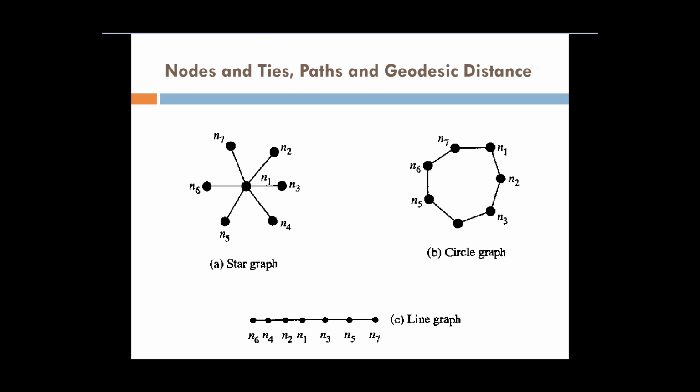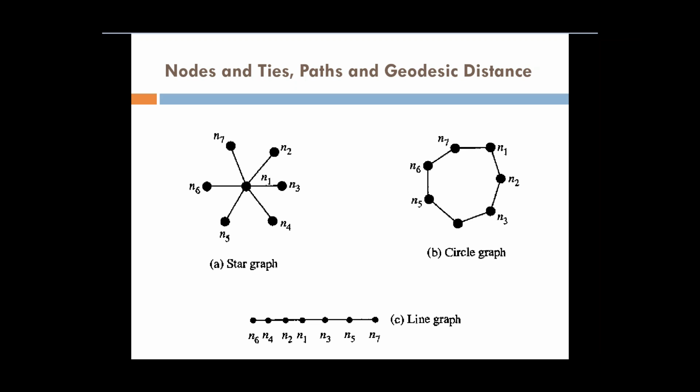We can ask, for example, for a particular piece of information to be passed on from N4 to N2. How could that be possible, right? What is the path through which this information has to go? And then you can say that for information to go from N4 to N2, you have to go through N1.